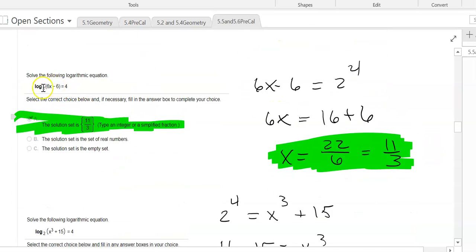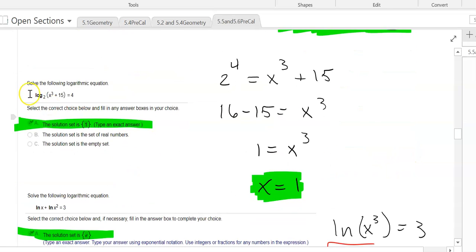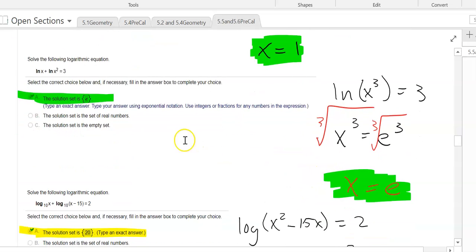Here we can just write this as exponential. So 2 to the 4th power is equal to 6x minus 6. 2 to the 4th is 16. Add the 6, I get 22. Divide by 6 and reduce. I can just go ahead and write this as an exponential. 2 to the 4th is equal to x cubed plus 15. 2 to the 4th is 16. Minus 15 is 1. Cube root of 1 is 1.